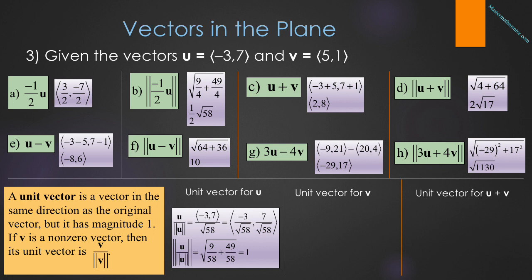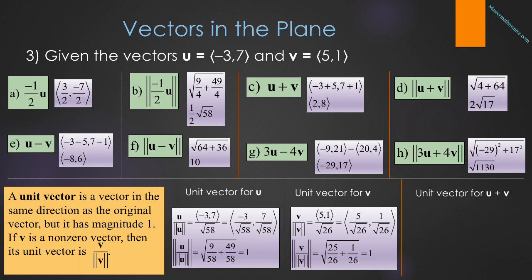We now take the magnitude of u over the magnitude of u, which is the square root of 9/58 plus 49/58, and that is 1. The unit vector for v, 5, 1, is v over its magnitude, which is the square root of 26. So we get the vector 5 over the square root of 26, 1 over the square root of 26, and the magnitude of that is the square root of 25 over 26 plus 1 over 26, which is 1.